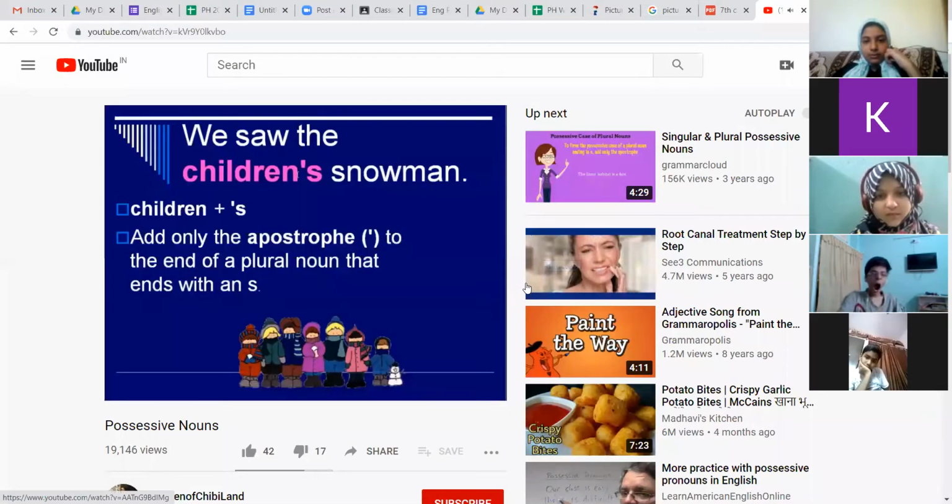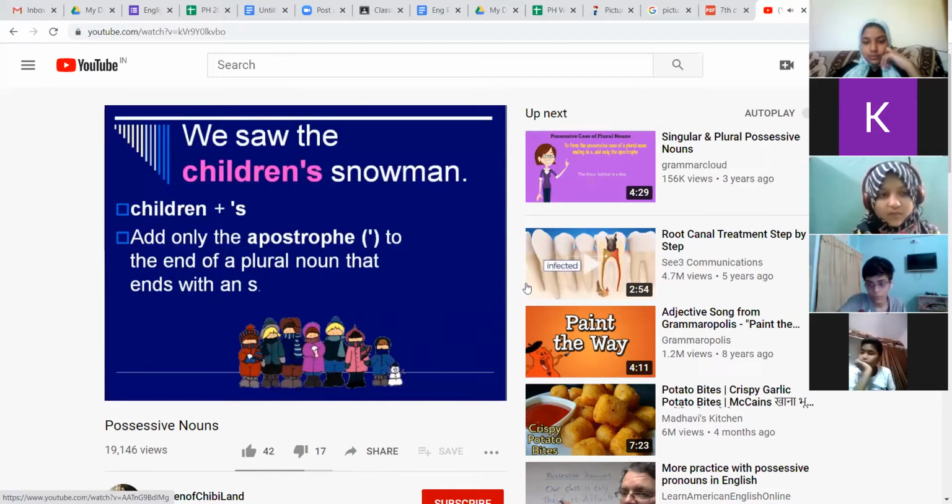About a whole bunch. That's why the word is children. When we have a plural noun here, you add apostrophe S to the end, as long as it does not end with an S. We'll look at that example in a minute here. So we have children plus that apostrophe S. We add only the apostrophe to the end of a plural noun that ends with an S. Okay, and we'll look at that example next here.